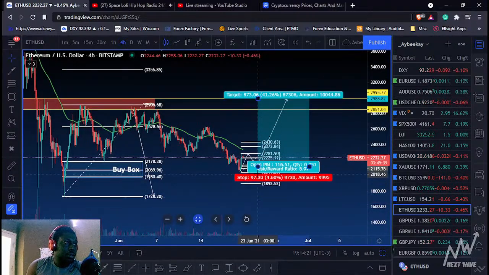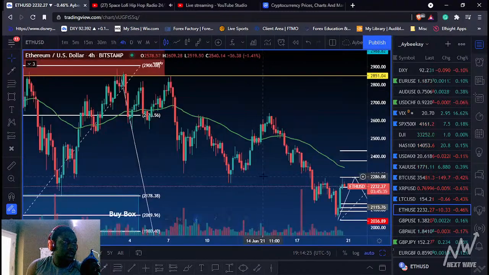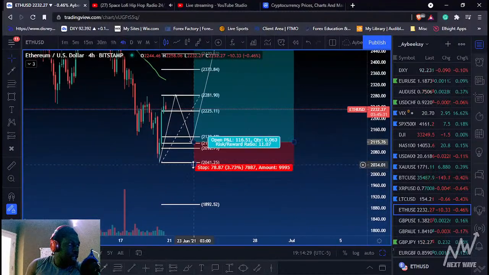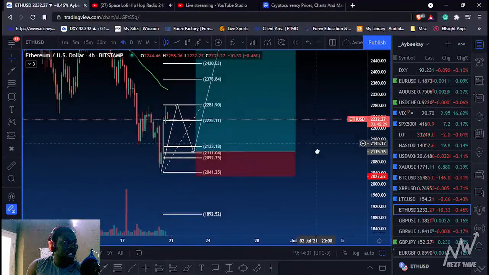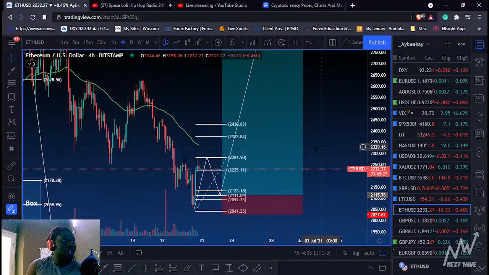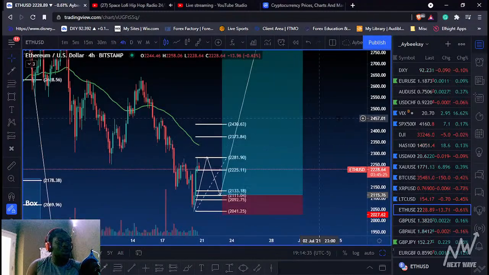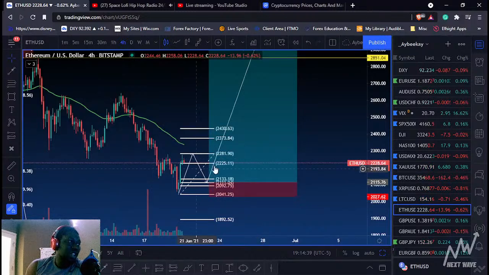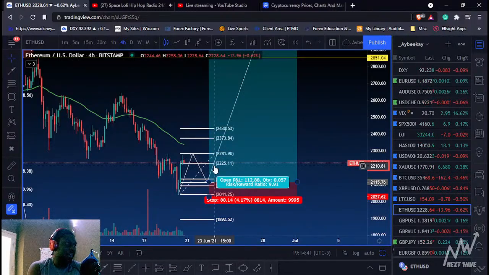Stop loss would be about there. Get closer to it just to make sure. Yeah, a little lower. Boom. So this is what I'm looking for: a 1 to 9 risk to reward ratio. That's amazing. And so yeah, that's what I'm looking at for Ethereum at this point.